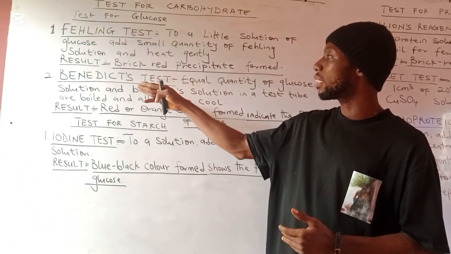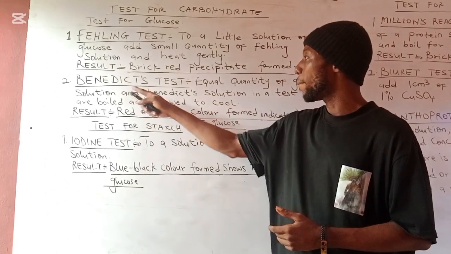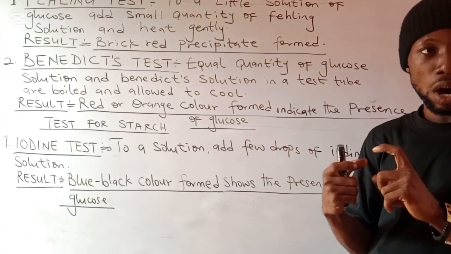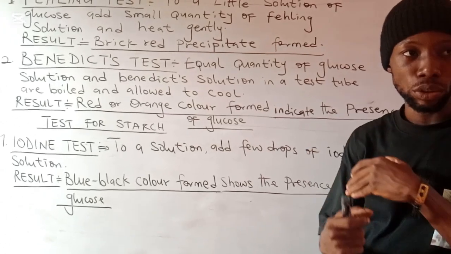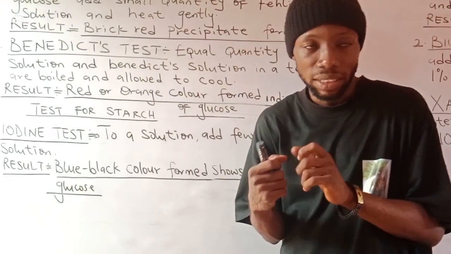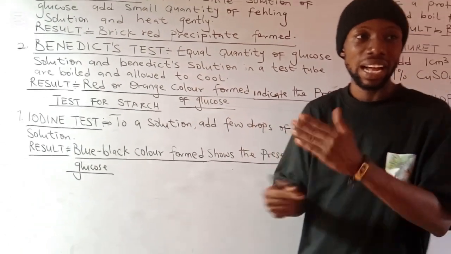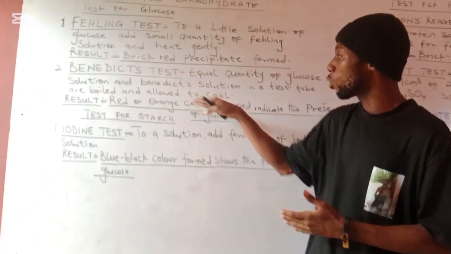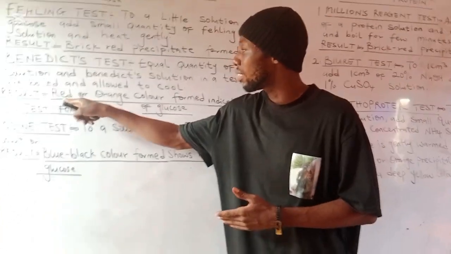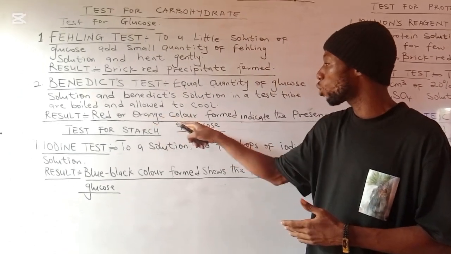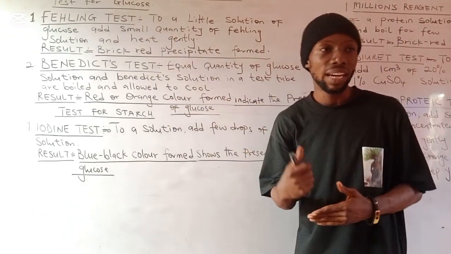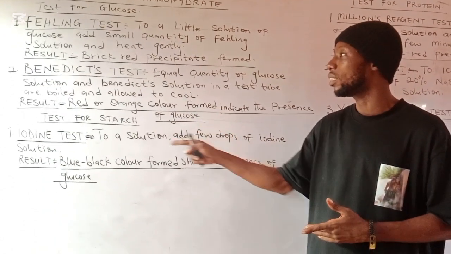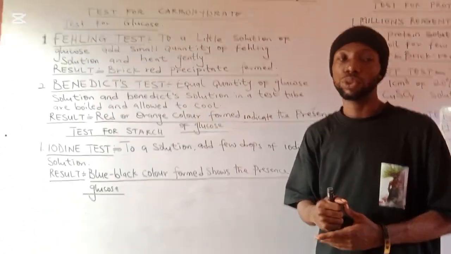The second test for glucose is the Benedict's test. Here, equal amounts of glucose and Benedict's solution are mixed in a test tube, boiled and allowed to cool. When they cool, the result is that a red or orange color is formed, and that indicates the presence of glucose using Benedict's solution.